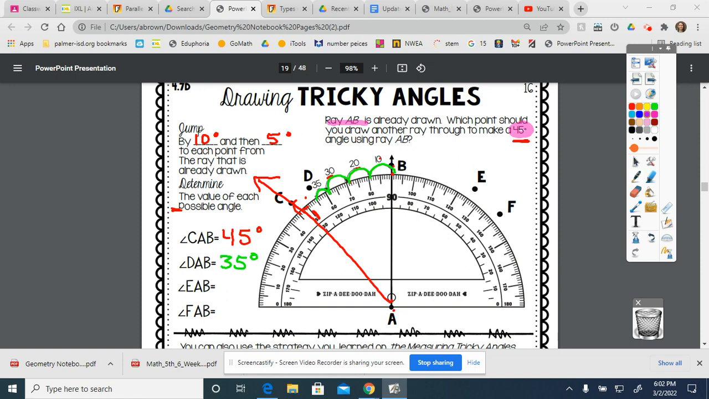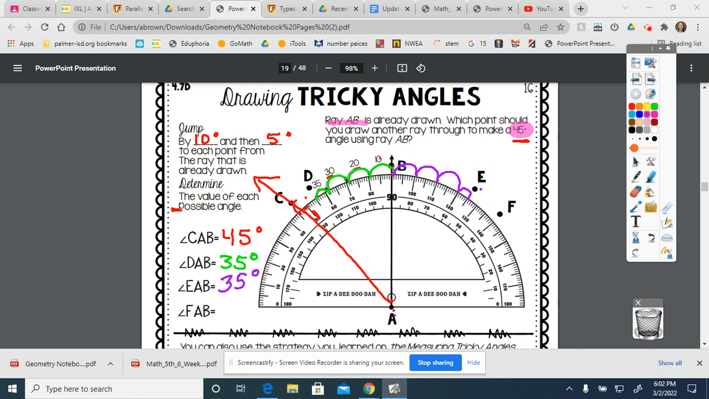And now we're going to do the same thing on the opposite side to determine what angle BAE would create. Okay, so I'm starting here. I jump 10, 20, 30, and then there's 5 more. So that is a 35-degree angle as well.